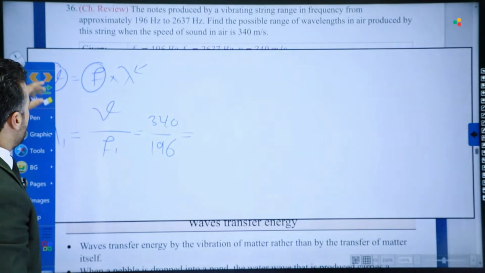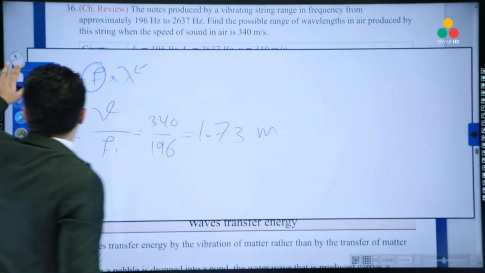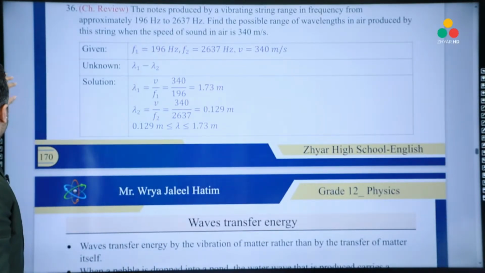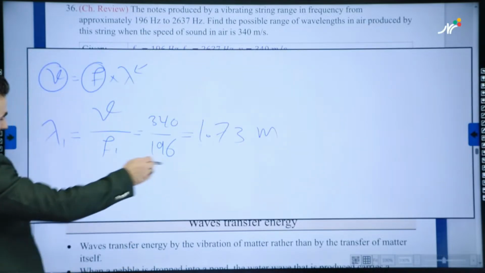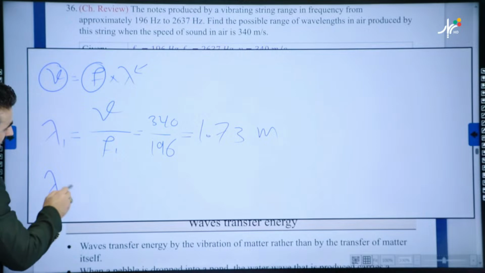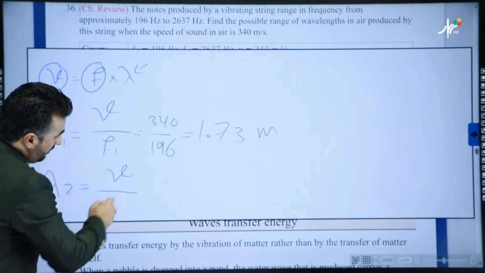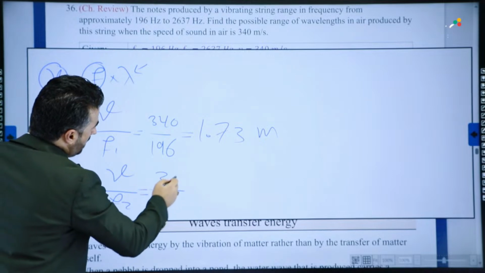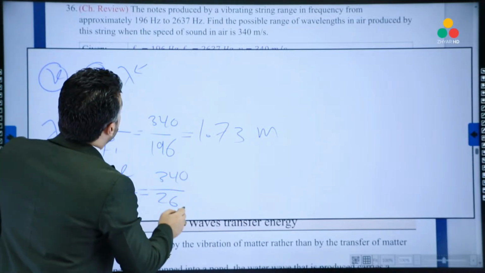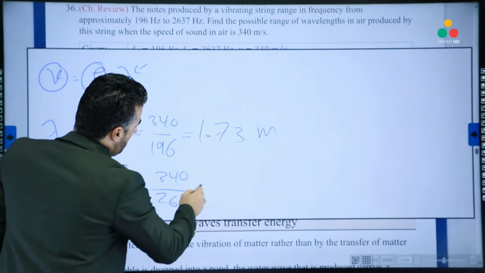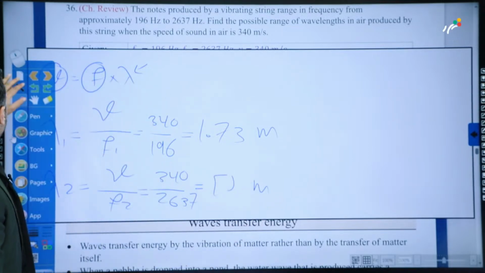I think I was correct, yes, 1.73 meters. Okay, that is one. So this is one of the wavelengths that we have. The second wavelength uses the same equation, V over, but this time the second frequency: 340 divided by the second frequency, 2637, and of course you get another wavelength. So what is the second wavelength here?